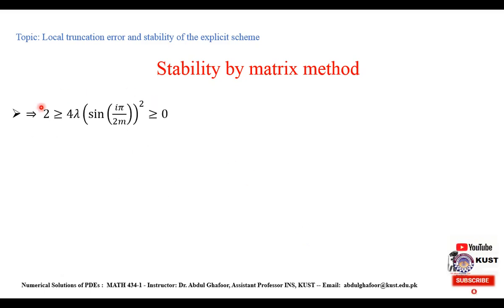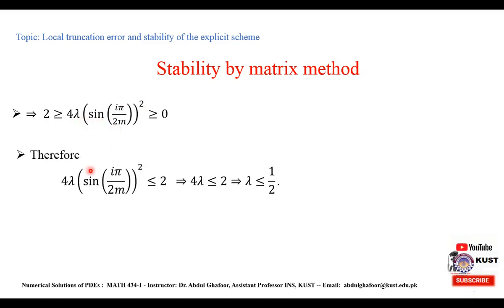Or we can write the previous statement by multiplying the inequality with a minus sign, so the order reverses. This implies that 2 is greater than or equal to 4 lambda sin^2(i pi / 2m) greater than or equal to 0. Now you can see that this part of the inequality is obvious, because if the value of sine is 0, then the term equals 0 and the inequality holds, and for the rest of the values it is greater than 0. So this part is obvious. From the other part, 2 is greater than or equal to 4 lambda sin^2(i pi / 2m), we can write that this is less than or equal to 2.